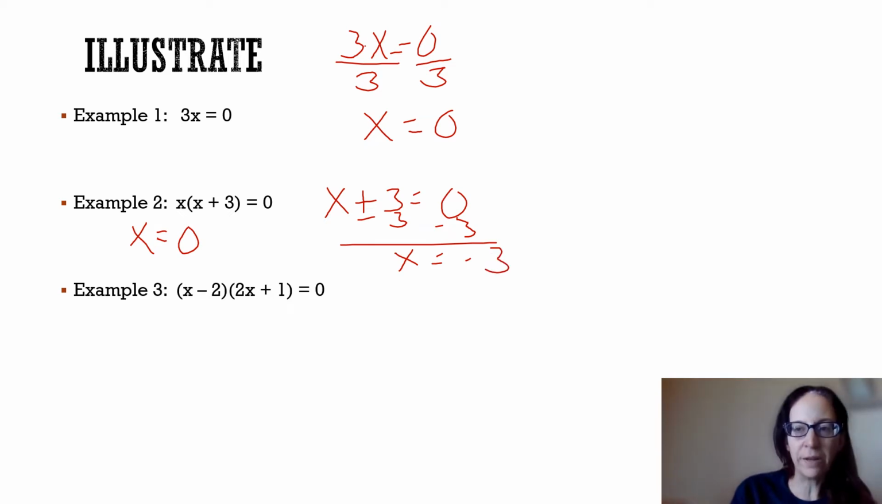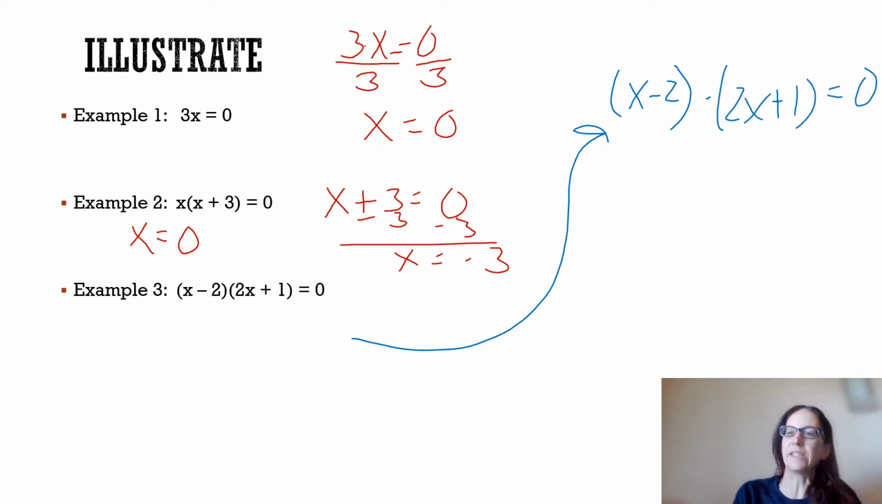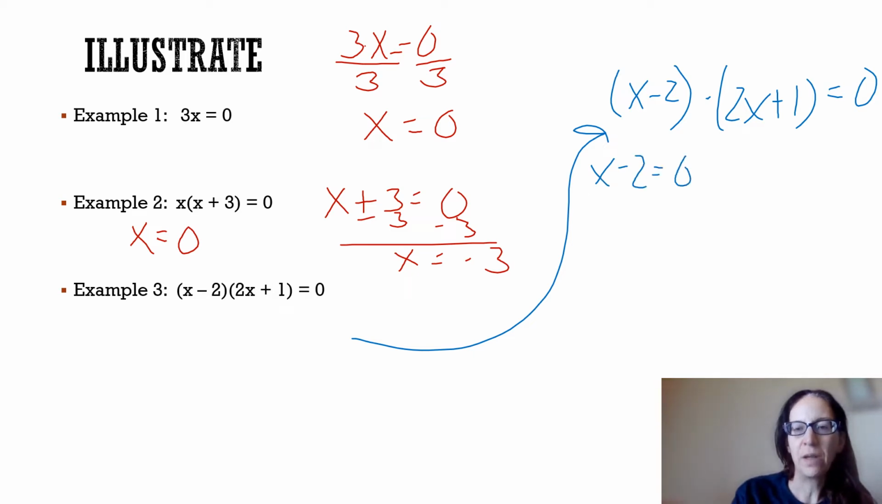And then in the last one, something's going to pop up in the bottom there, so I'm going to move this over here. We have two things being multiplied. We have x minus 2, and that is multiplying 2x plus 1, and the answer to that is 0. And so the zero product property says one of those two things being multiplied has to be a 0. And so it could be x minus 2, or it could be 2x plus 1.